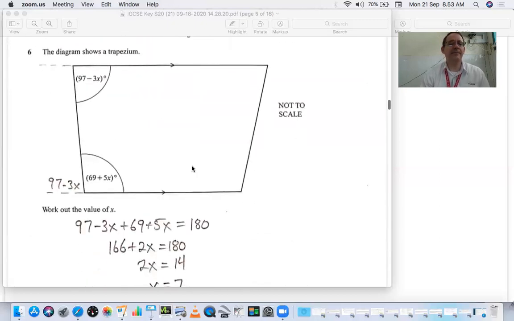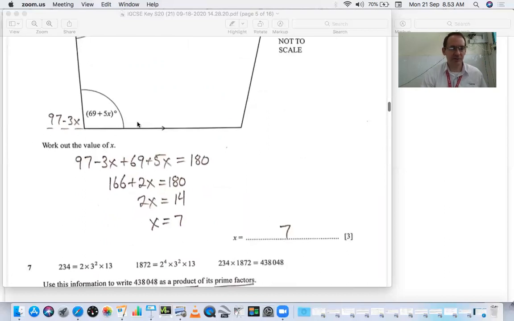Here's a diagram with 2 angles provided. Now notice these are parallel. This one over here is not parallel to the other side, but these 2 are. So if you have parallel lines cut by a transversal, then alternate interior angles are equal. So this one is the same as down here.